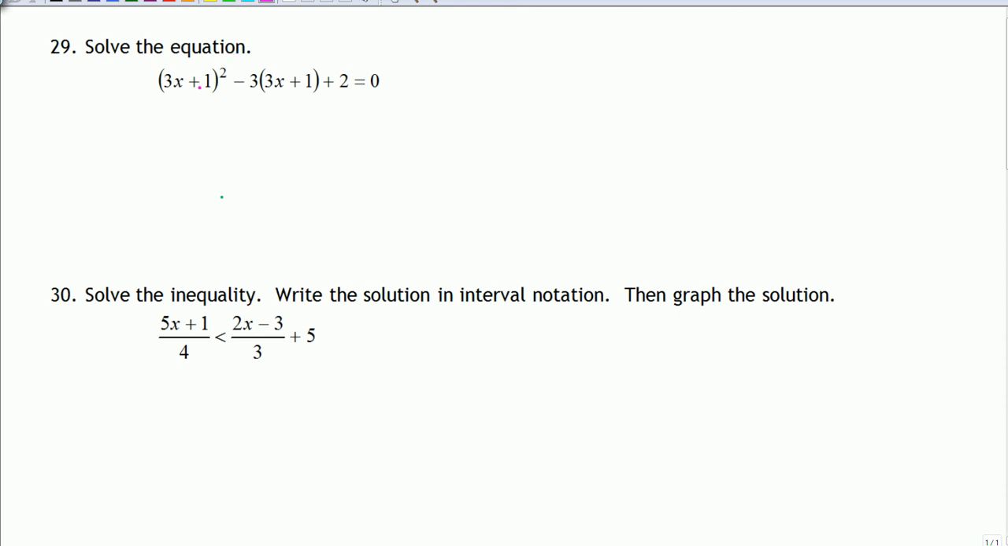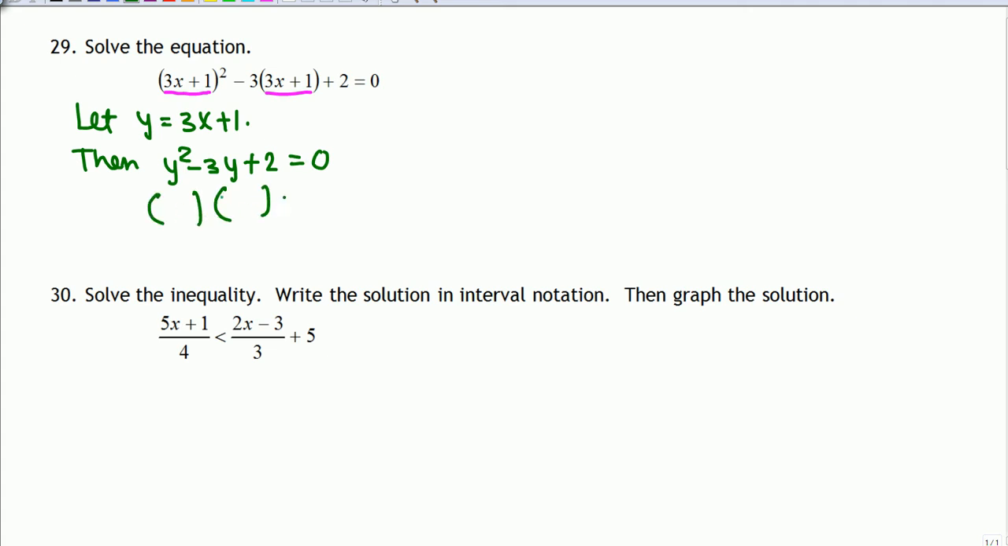Solve the equation (3x + 1)² − 3(3x + 1) + 2 = 0. Notice we have 3x + 1 and 3x + 1, the same thing. So let y be 3x + 1. Then the question becomes y² − 3y + 2 = 0, and this is a familiar quadratic equation, and we know how to factor and solve.